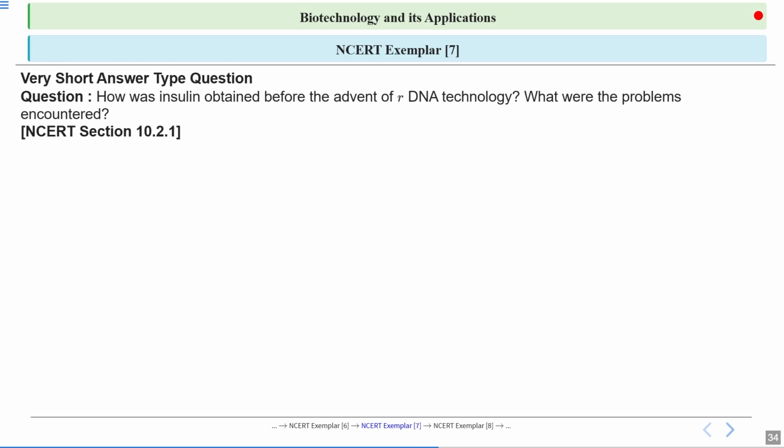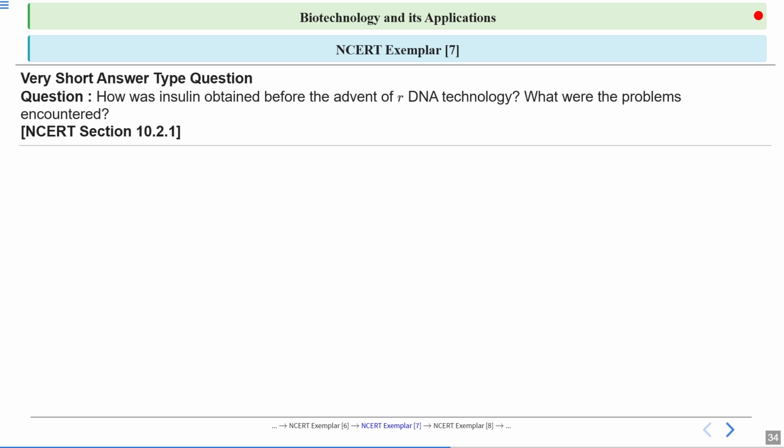Next question, it is also a very short answer type question, and the question says: how was insulin obtained before the advent, means discovery, of r-DNA, that is recombinant DNA technology? What were the problems encountered? Which is from NCERT section 10.2.1.